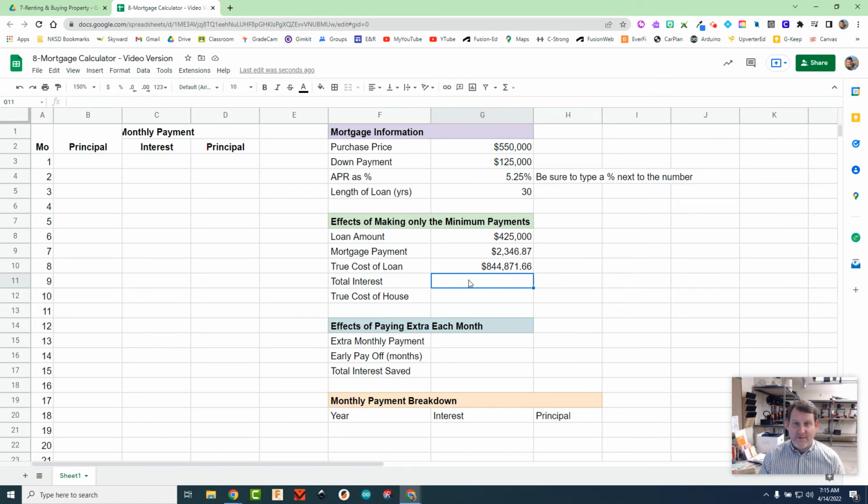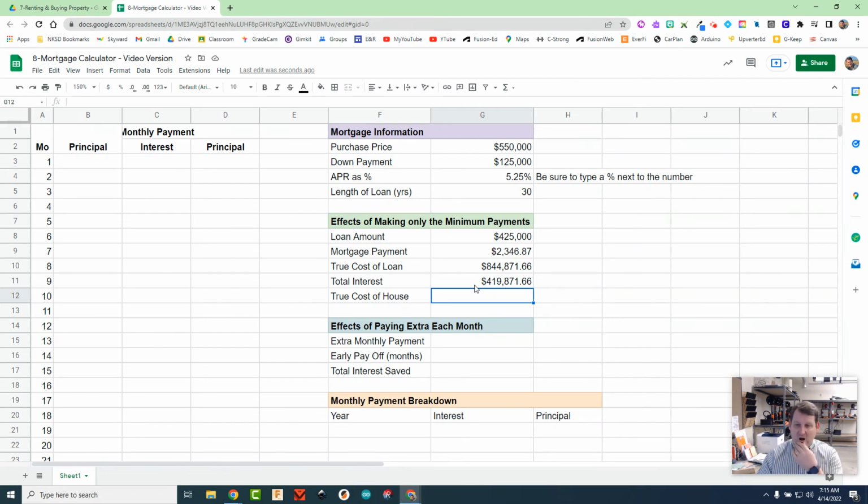All right, so now the total interest that I paid. So it's like, okay, how do I figure that out? Well, here's the true cost that has everything I paid back, my principal, plus the interest. So I can just do this. I can say equals the true cost, the total cost of the loan, minus what I borrowed, the 425, my principal. When I do that, that's how much interest I paid. So you can see over the loan, I paid $419,000 in interest to borrow $425,000.